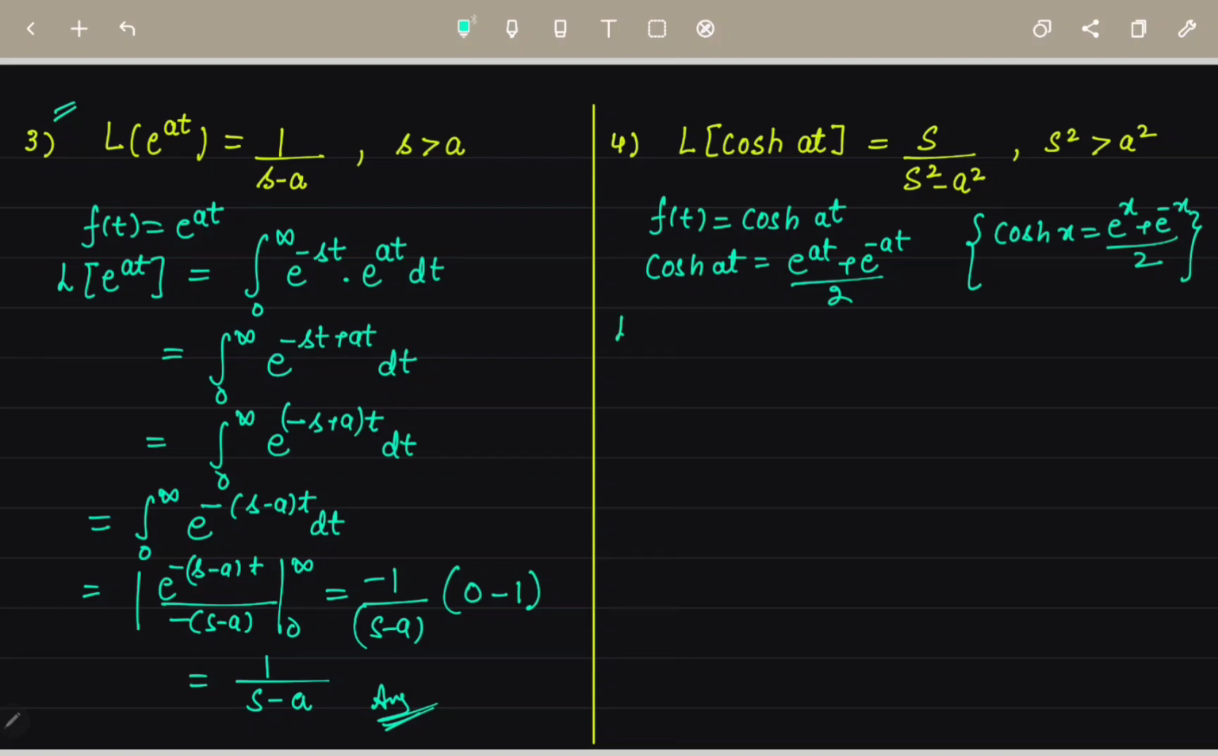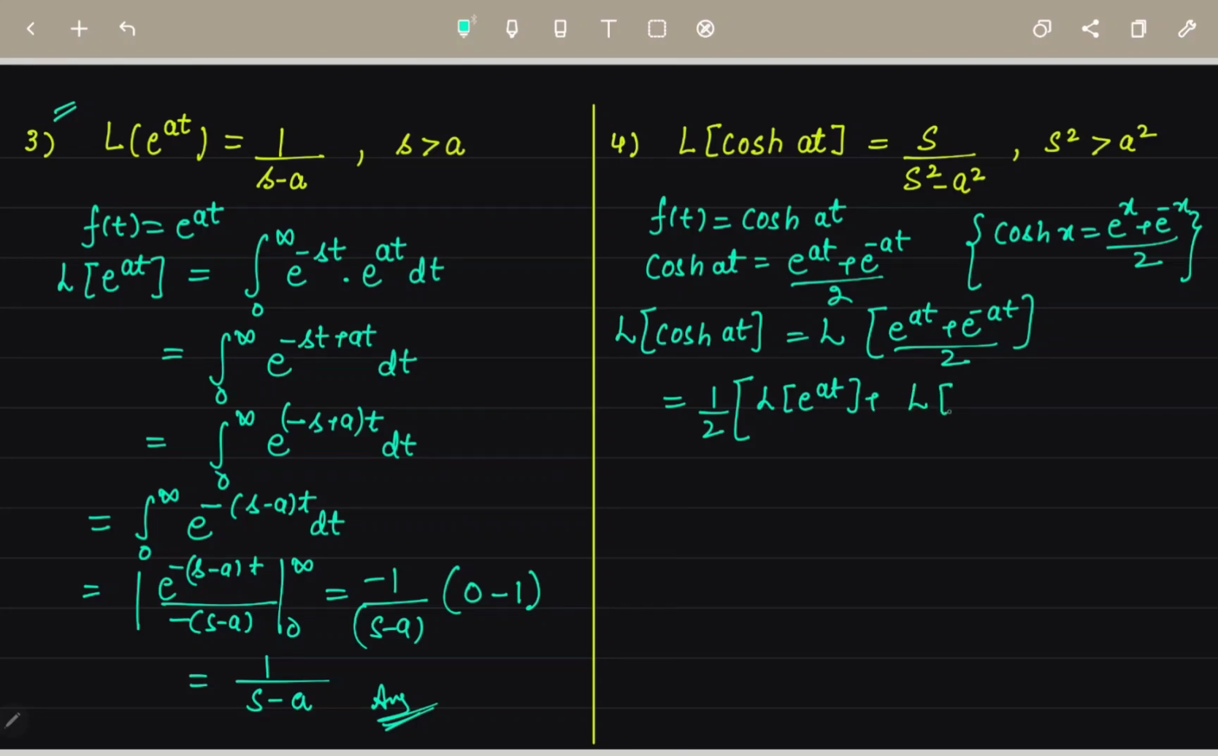So now what I will get? I will get the Laplace transform of cos hyperbolic at, which is equal to the Laplace transform of e raised power at plus e raised power minus at, whole divided by 2. So now I will use here the linear property, which I will teach you in the next video. So this is now the Laplace transform of e raised power at plus the Laplace transform of e raised power minus at.